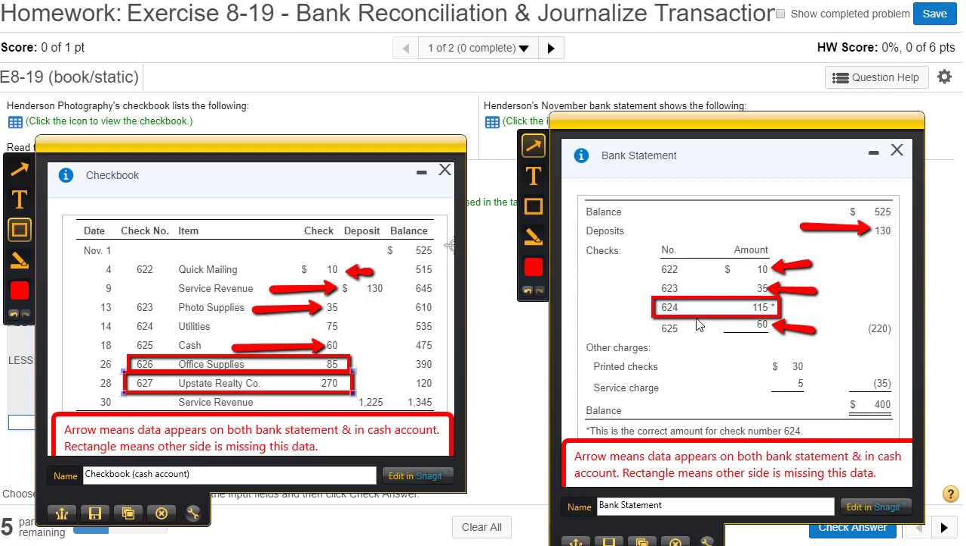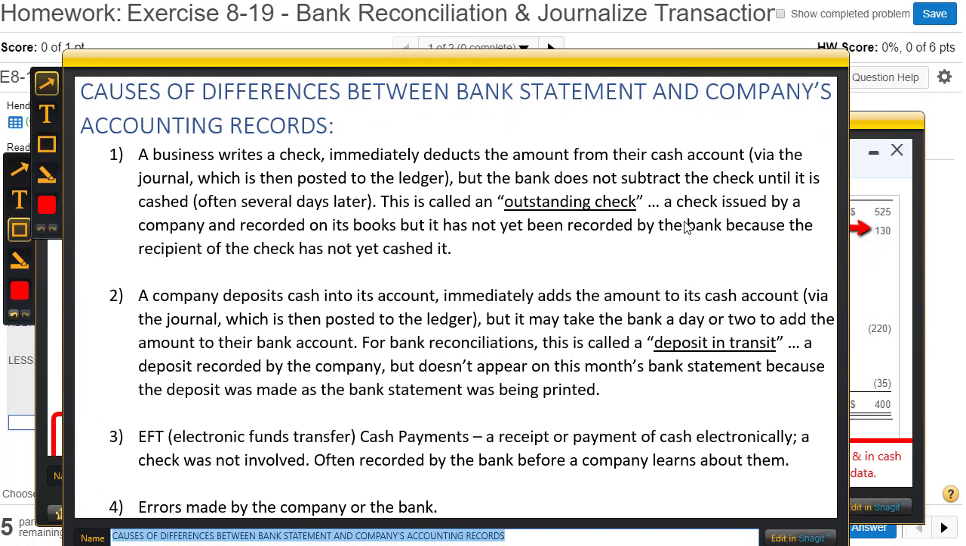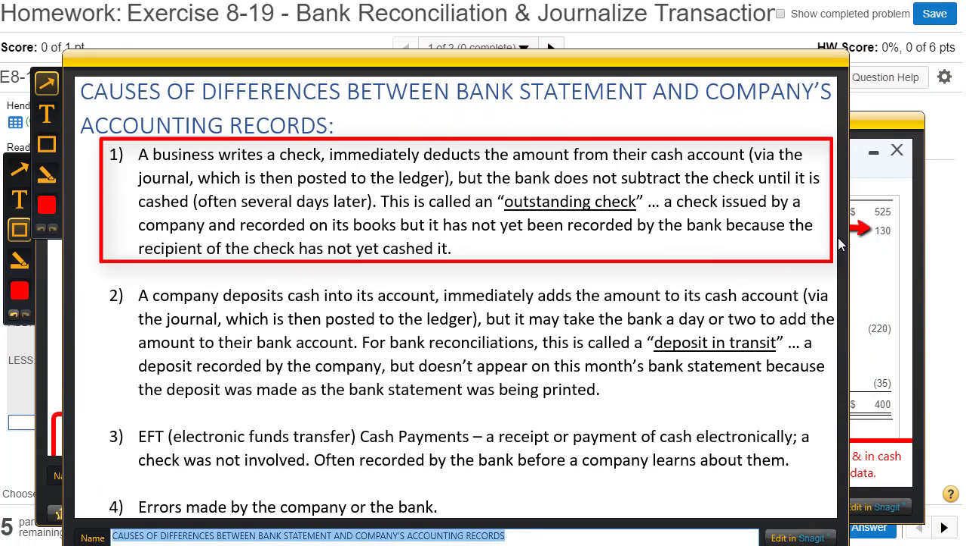here. Okay. And then last thing, so these two checks, 626 and 627, are called outstanding checks. So if you forgot what an outstanding check is, pause the video and you can refresh your memory with this paragraph.